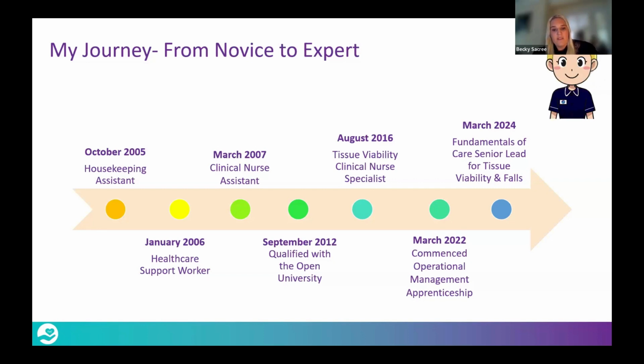In January 2006, I took the significant step forward and became a healthcare support worker. This role allowed me to work more closely with patients, providing direct care and support, and further deepening my commitment to the field of nursing.